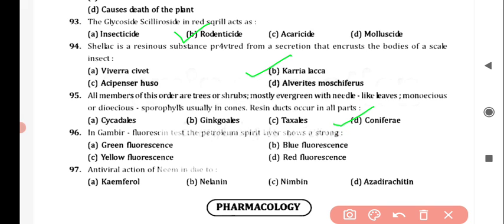Next question is in Gambier fluorescent test, the petroleum spirit layer shows a strong, and the correct answer is option A, green fluorescence. Next question is antiviral action of neem is due to, and the correct answer is option C, nimbin.